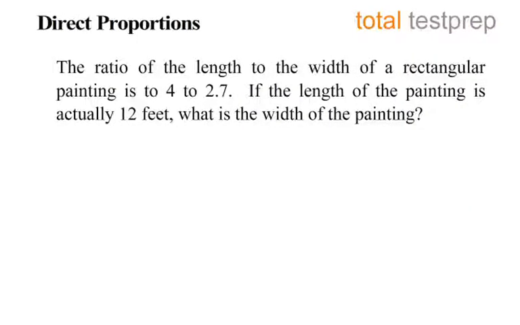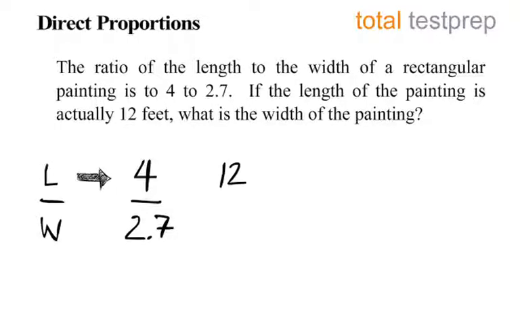Let's take a look at this question. The ratio of the length to the width of a rectangular painting is 4 to 2.7. If the length of the painting is actually 12 feet, what is the width of the painting? So we know that the length to width, this ratio is 4 to 2.7, or 4 over 2.7. But we know that the actual length is 12. And what we're trying to find is the width.